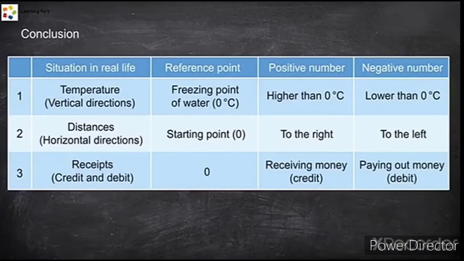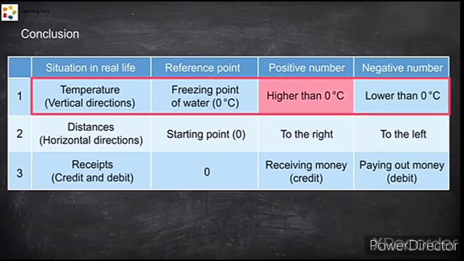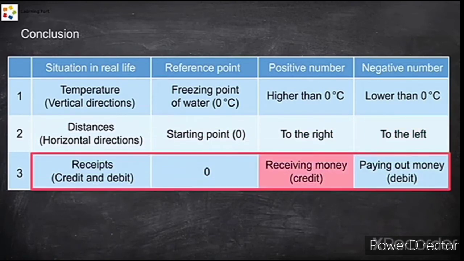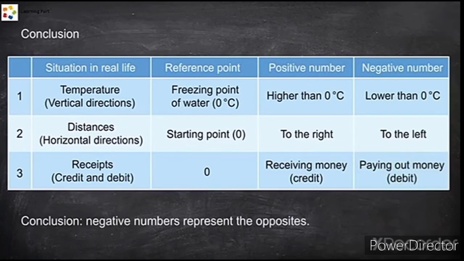Positive and negative numbers are used in many ways in our daily lives. If positive represents above a reference point, then negative represents below the same reference point. If positive represents a direction to the right, then negative represents a direction to the left. If positive represents money received, then negative represents money paid out. Conclusion: negative numbers represent the opposites.